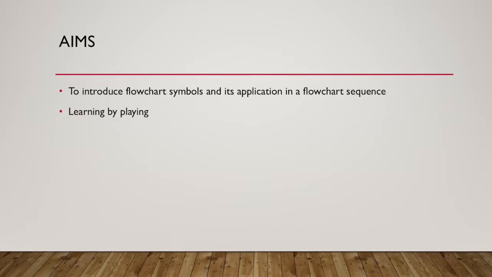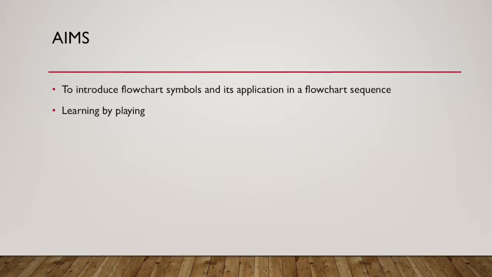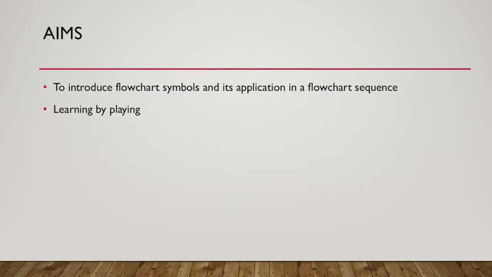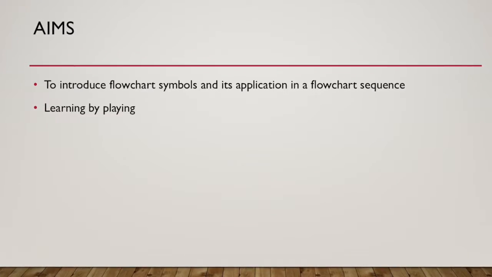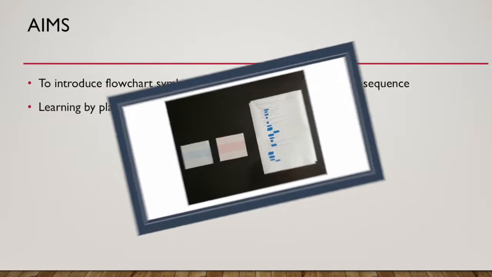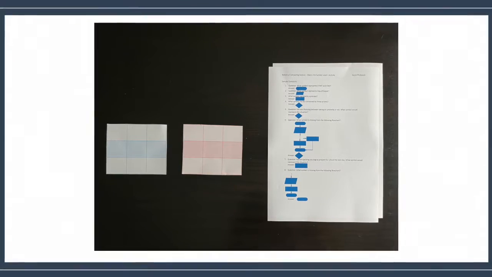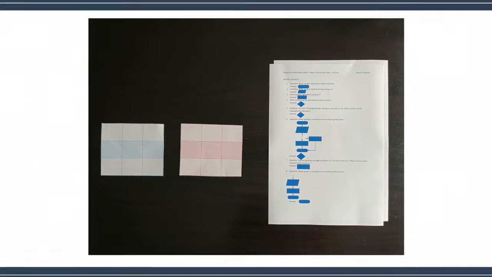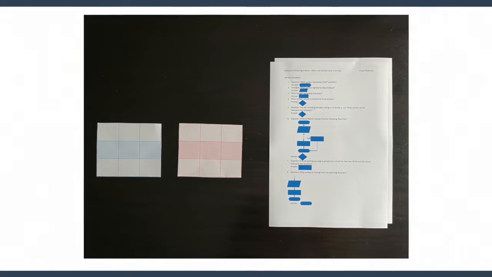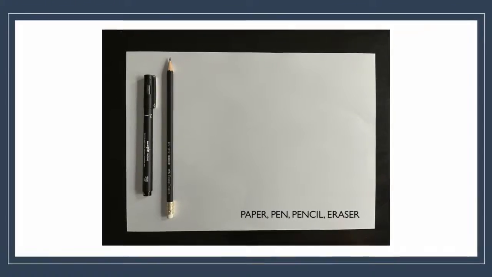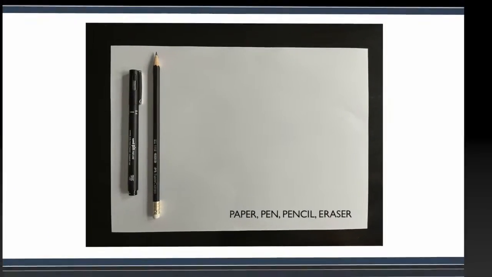The aims of this activity are to introduce flowchart symbols and its application in flowchart sequences and learning by playing. This activity can be easily made at home. In fact, this level 2 activity is actually less complicated to make than the first level, despite it being more challenging to play. The materials we need include paper, pen and pencil, and an eraser.